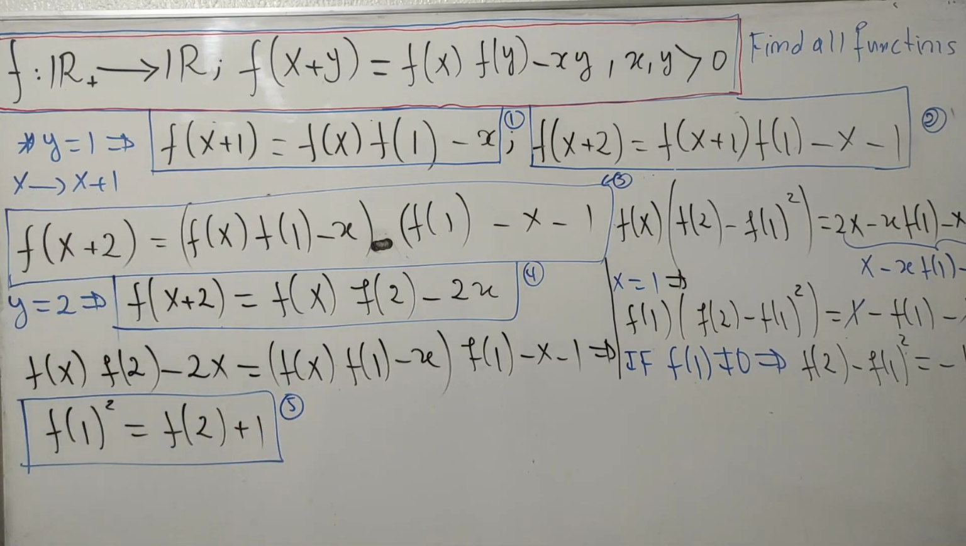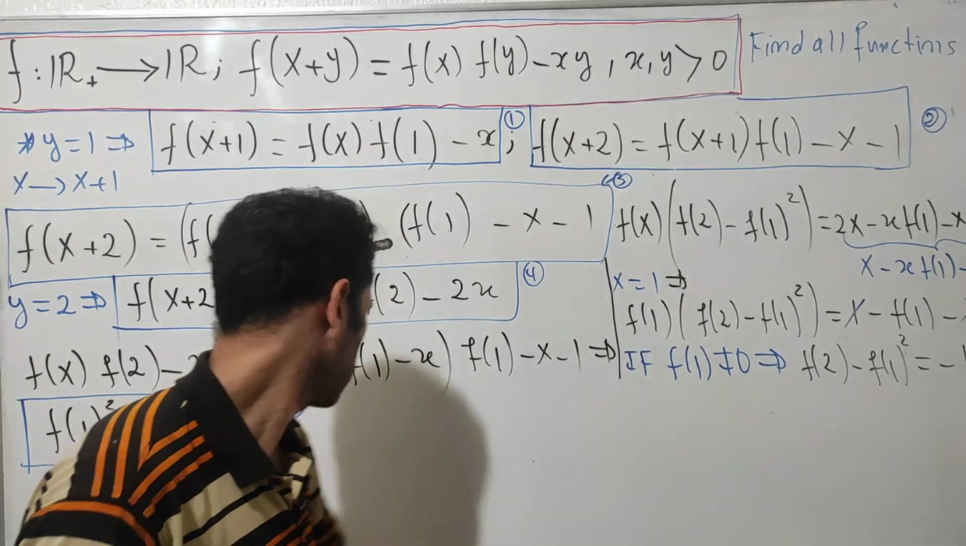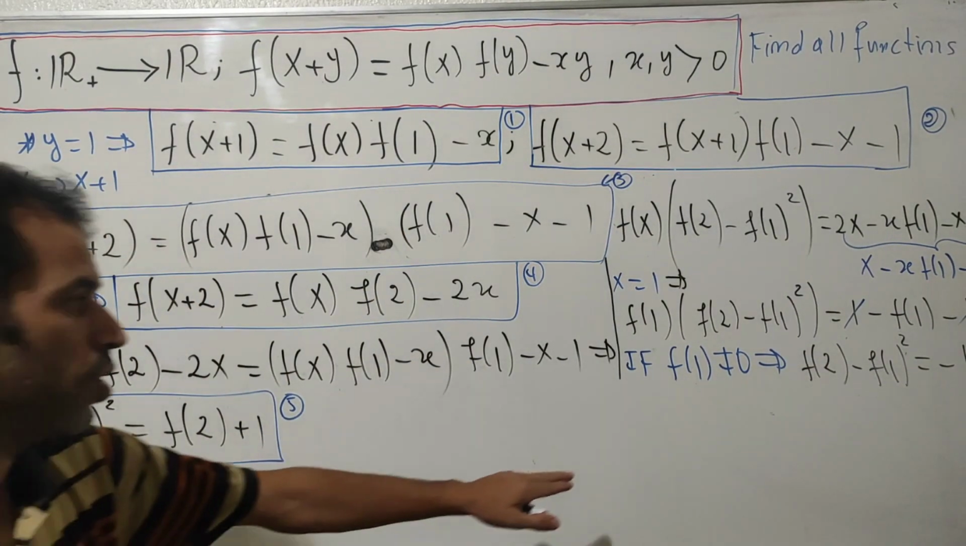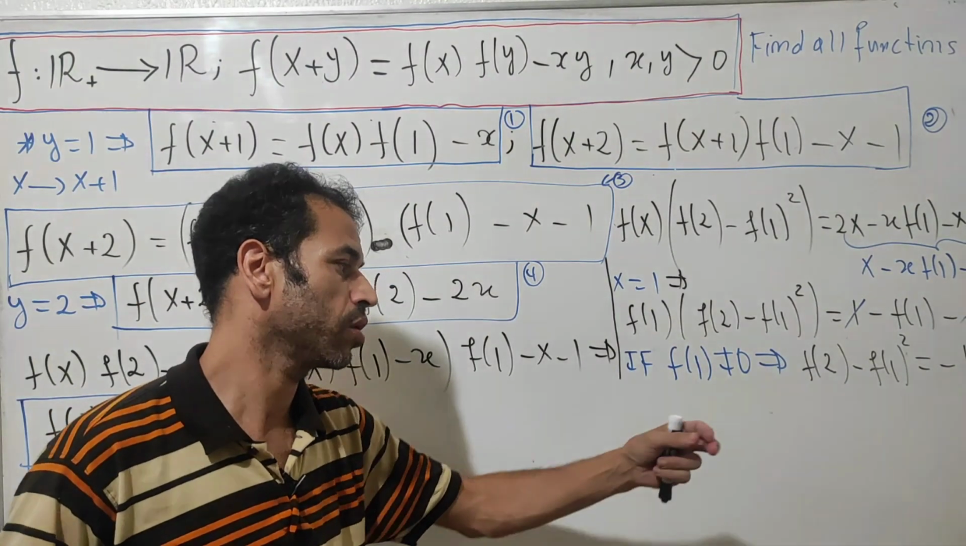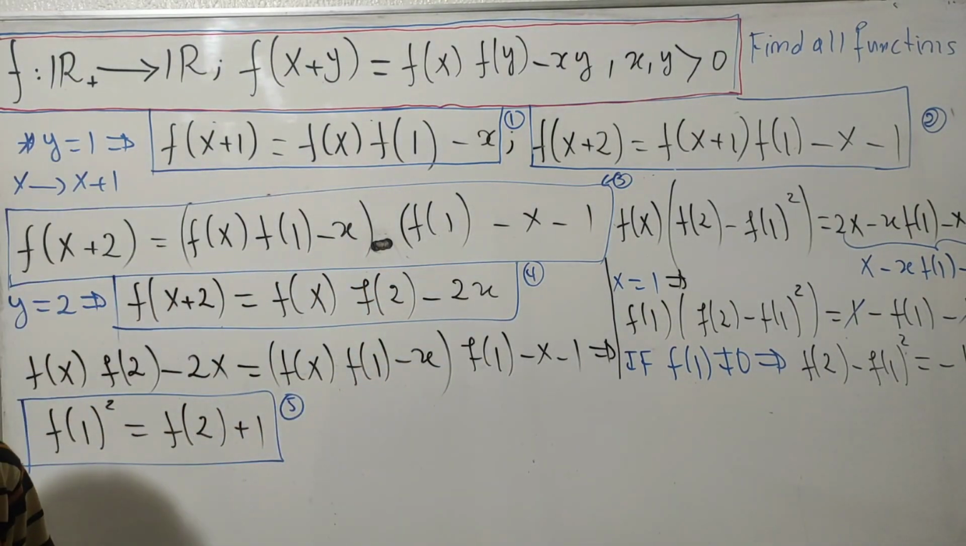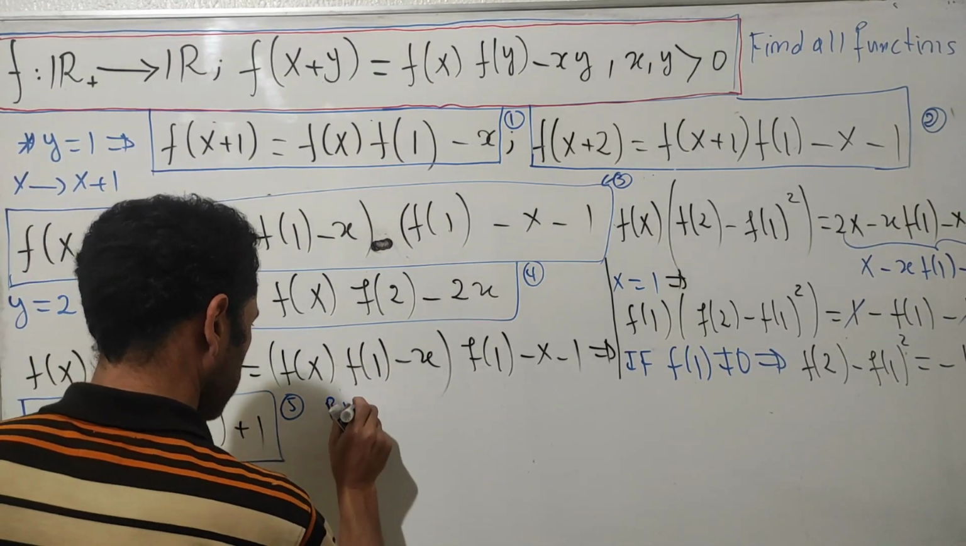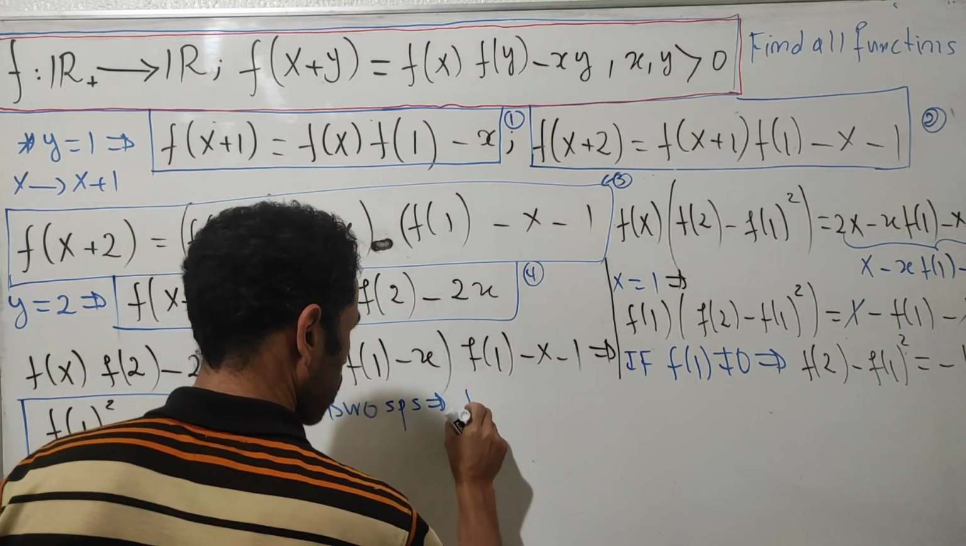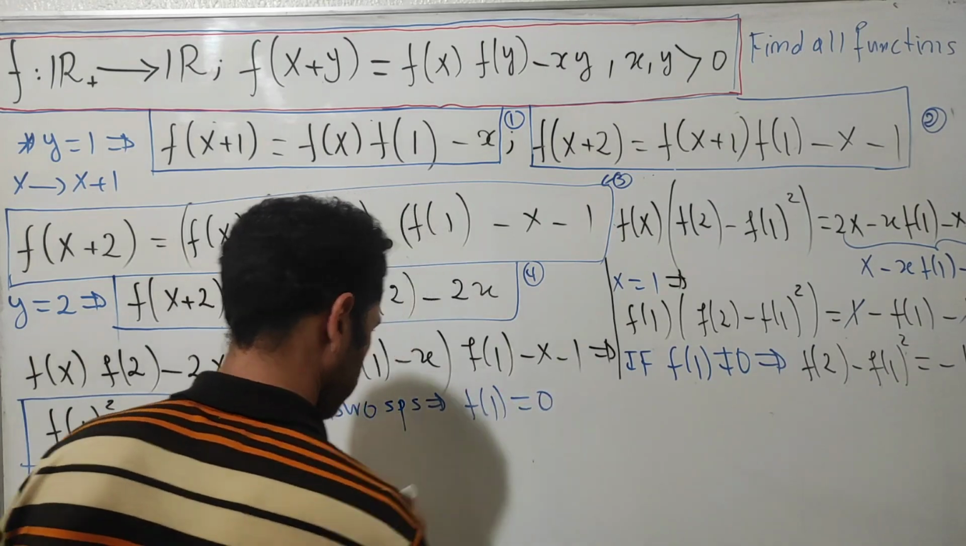But remember, this holds if f of 1 is different than 0. What about if f of 1 equals 0? Prove f of 1 cannot be 0. We are going to do that by way of contradiction. Let's assume f of 1 equals 0. What's going to happen to this equation? By way of contradiction, suppose f of 1 equals 0.